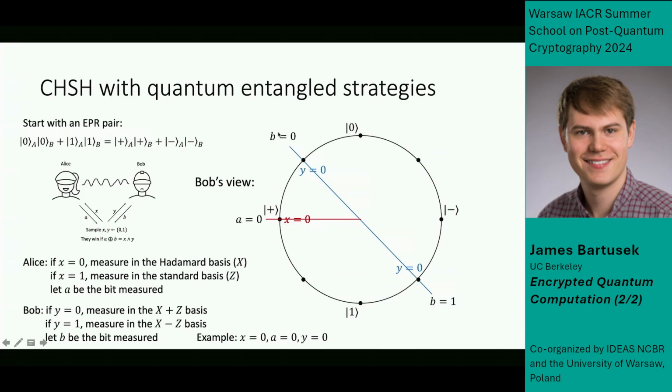Suppose that x equals 0, a equals 0. So Bob had the plus state, and his question was 0. So he measured in this basis here. So they win when Bob observes the outcome 0.